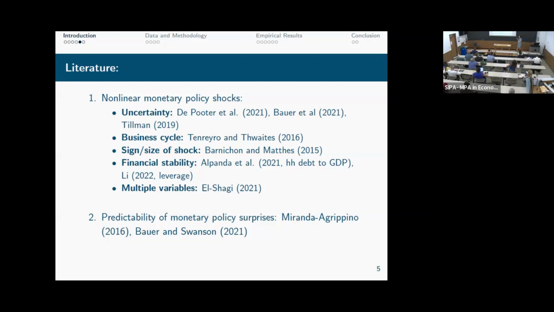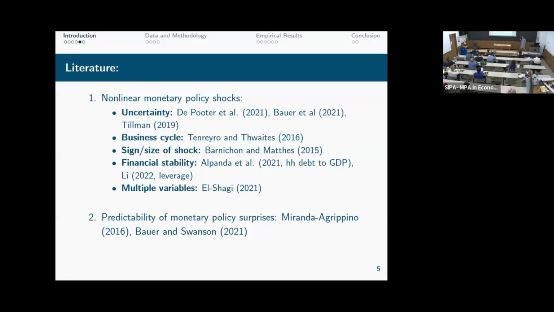One recent paper by Eschek in 2021 focused on multiple variables. They're using Romer-type narrative shocks, and their analysis just focused on the pre-Great Recession period, up to 2008. Their main focus is on the money supply aggregate, so they do not really explore an extensive data set, and the analysis is quite limited in that sense.